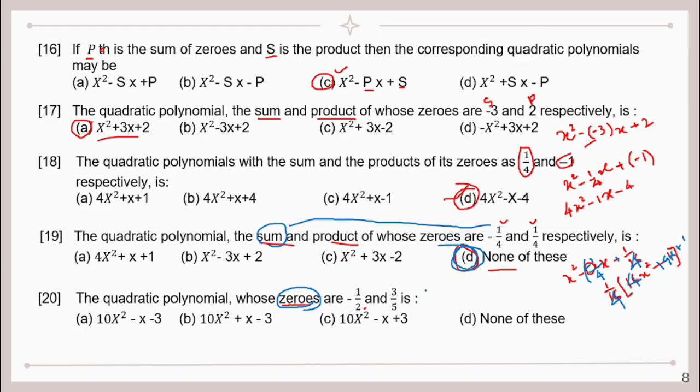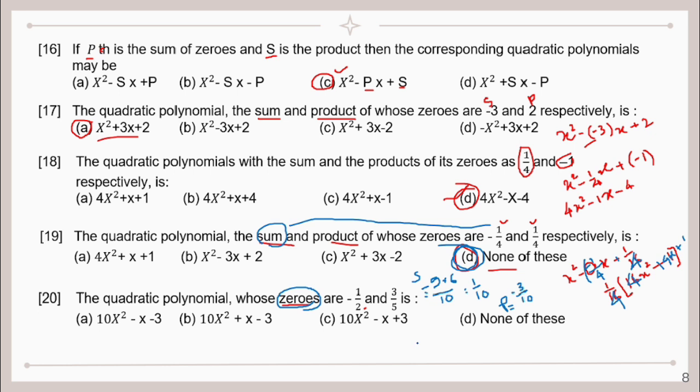Minus 1 by 2 plus 3 by 5. You have to take LCM. LCM is 5 into 2, 10. So 5 into minus 1, minus 5, plus 6. So minus 5 plus 6 is 1 by 10. So summation is 1 by 10. And the product will be 1 into 3, minus 3, 5 into 2, 10. This is product.